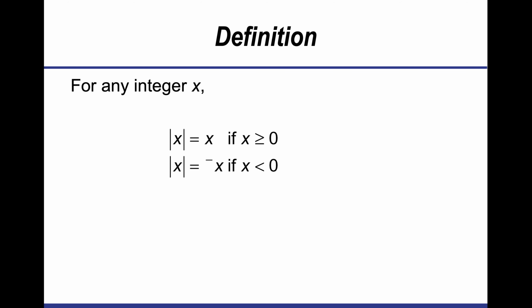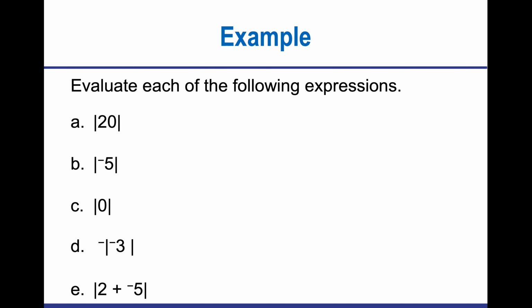So if we look at the absolute value definition, the absolute value of x would be x for x greater than or equal to 0. And if it's less than or equal to 0, it's kind of like you're making a negative negative and you're getting a positive. So here in A, we would just have 20, and in B, it would be 5. And again, it's not making it 5, it's measuring that distance.